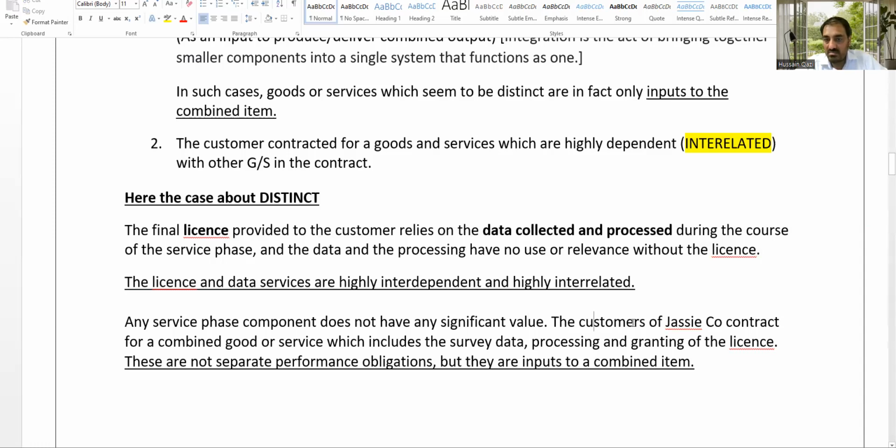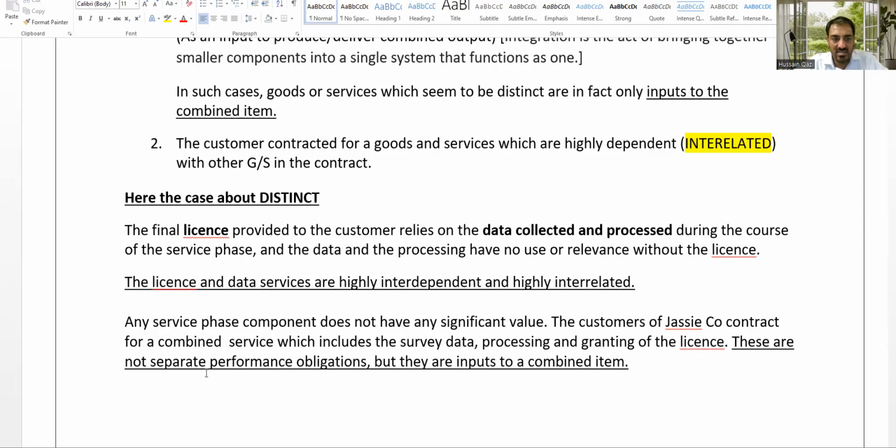So the customer of the company has a contract combining goods and services, including survey data. That is a combined service, not goods. The combined services include survey data, processing, and granting of license. All are compulsory for each other. They are not separate performance obligations, but inputs to the combined item. That means they are integrated. So the point is not how quickly we say whether it's distinct or not. The important point is how to draft the answer to catch the marks.